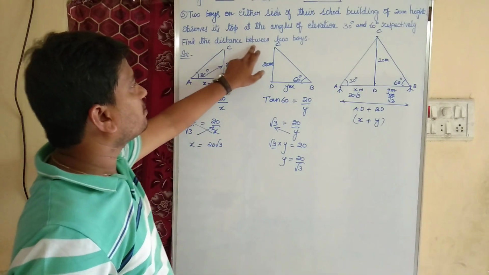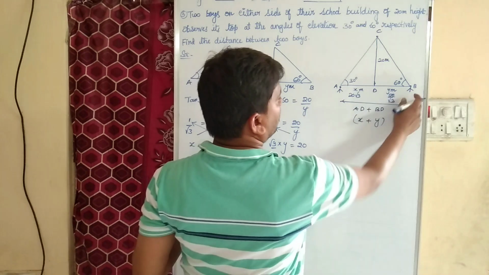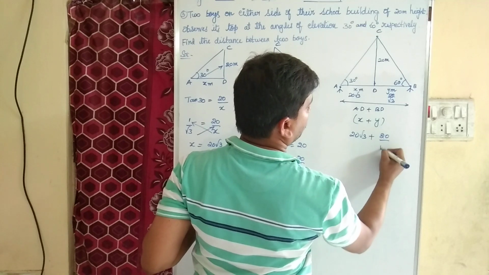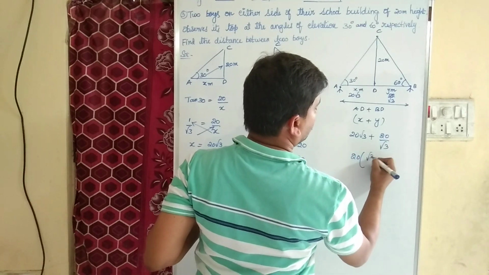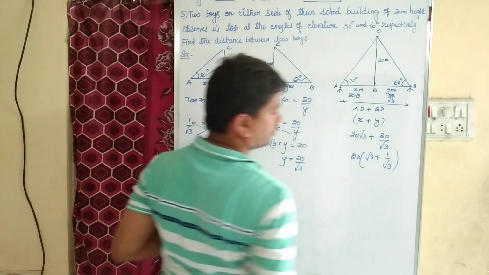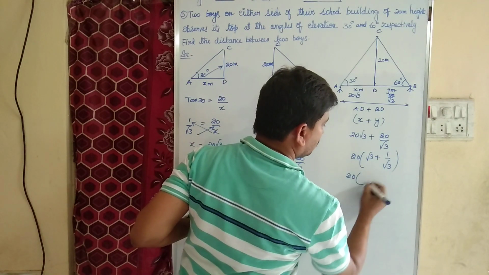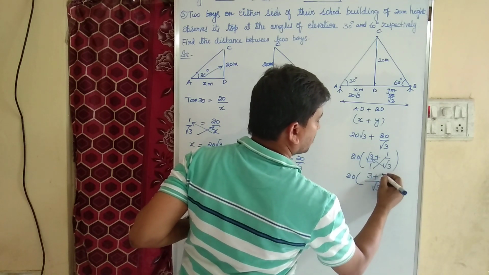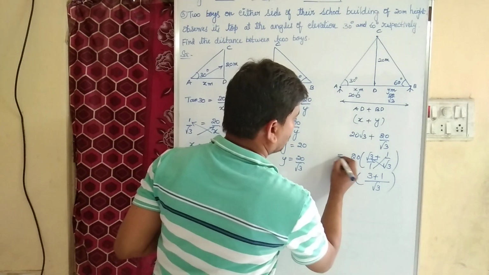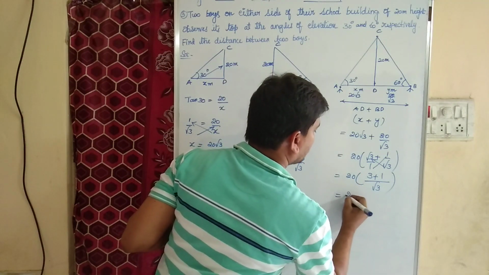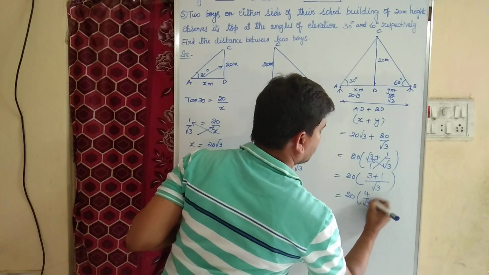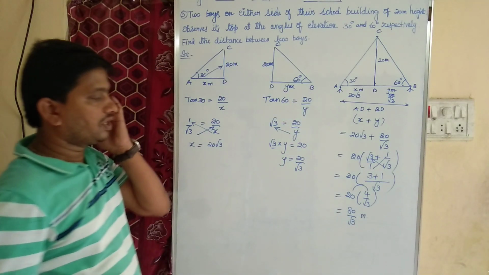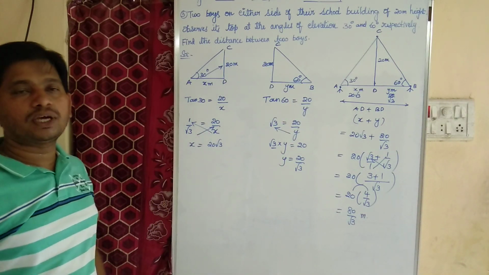Actually, they are asking to find the distance between two boys, I mean A and B. AD plus BD. x is nothing but 20 root 3 plus y is nothing but 20 by root 3. If I take 20 common, root 3 plus 1 by root 3. So 20 into, writing root 3 as root 3 over 1, LCM is root 3: root 3 into root 3 is 3, plus 1. So 20 into 3 plus 1, 4 by root 3. So 20 into 4 is 80. So what is the distance between two boys? The distance between two boys is 80 by root 3 meters.